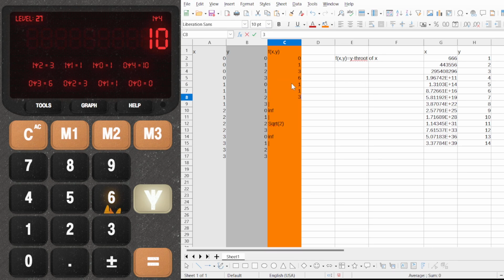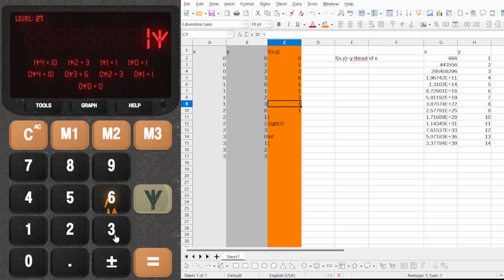1, 1, 3, and I'm assuming this is 1, 1. Oops, I made some small mistake. 1, 0 was 1, 1, 1 was 1, 1, 2 was 3, okay, and 1, 3 was 6, yeah, okay. My small mistake. And the assumption is that this is 1, 1, 1, 3.